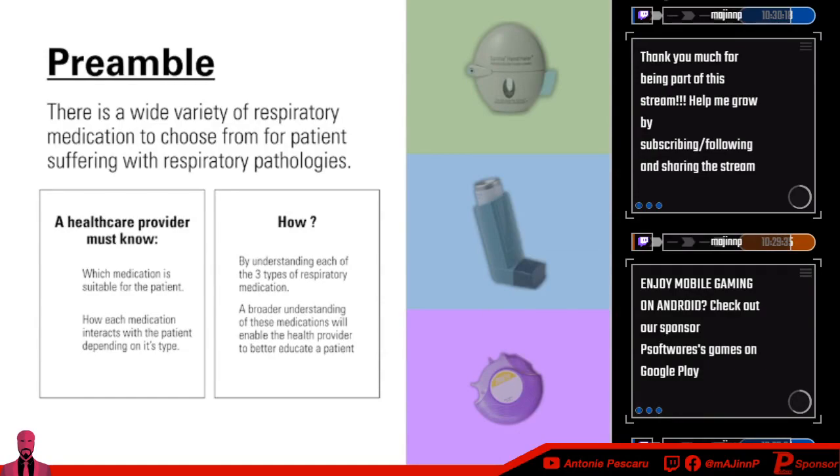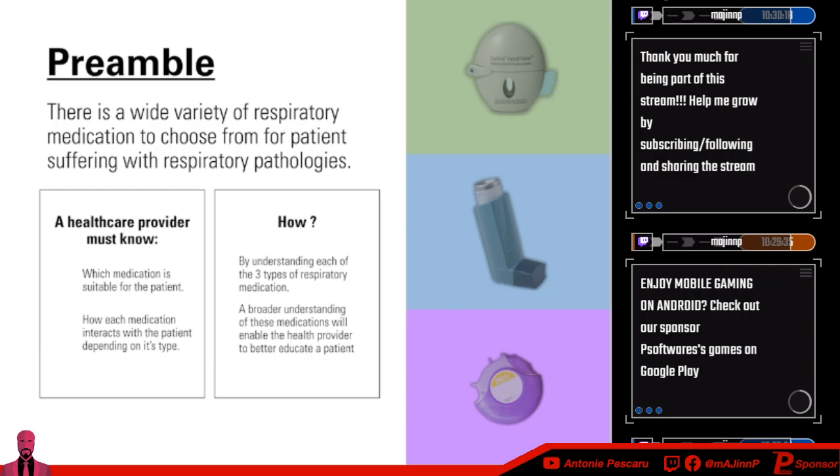As I've said before, there is a wide variety of respiratory medication to choose from for patients suffering with respiratory pathologies, and I've stated them before. COPD, asthma. Asthma is technically considered a COPD sometimes, and others that could cause respiratory maladies or pathologies, etc.